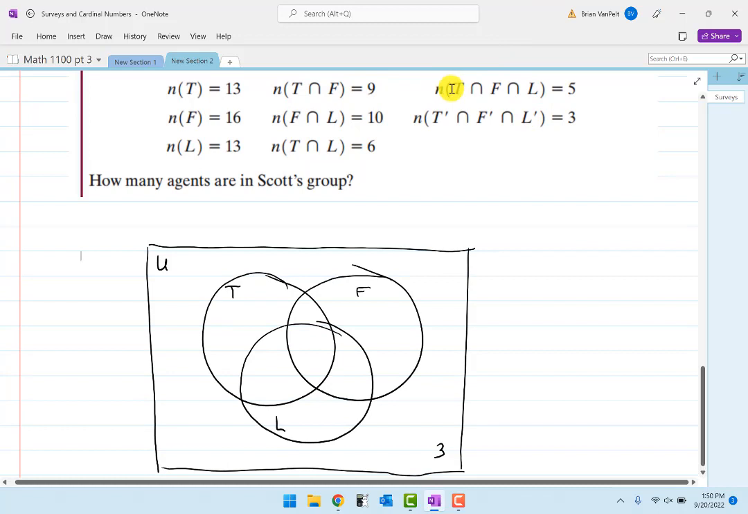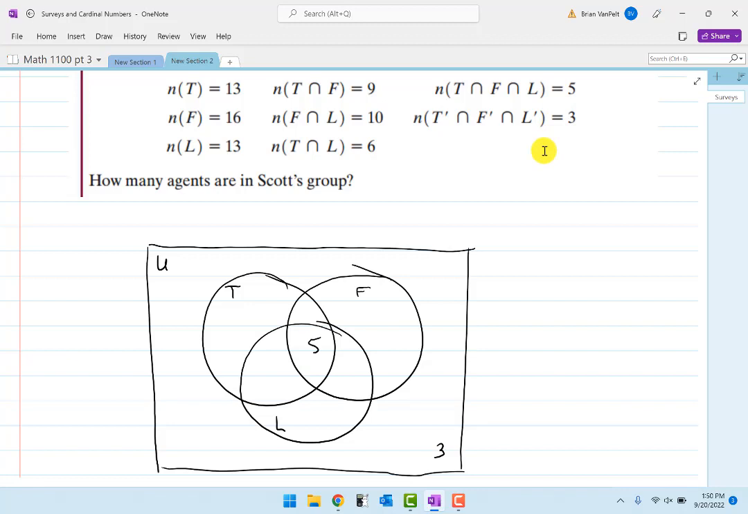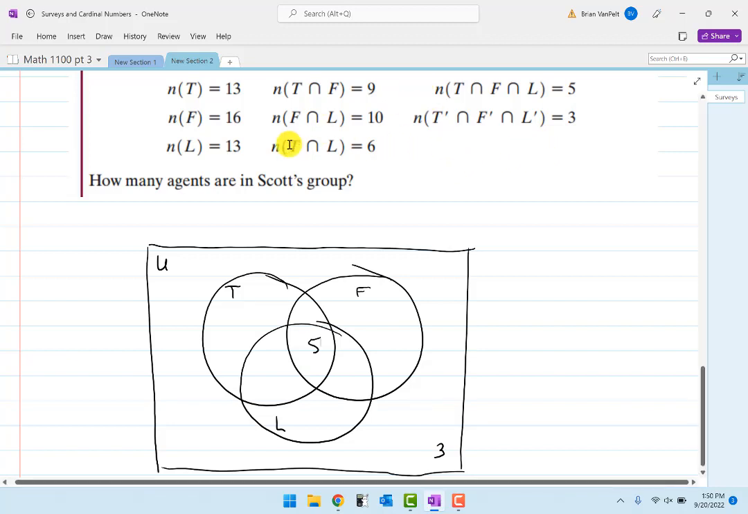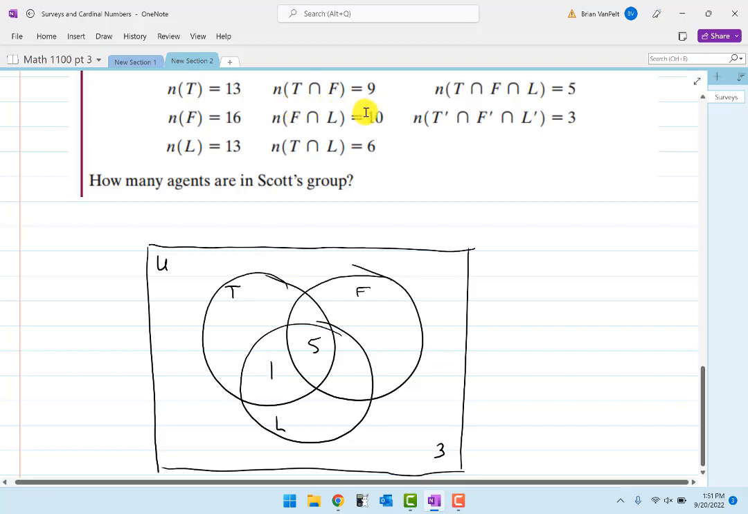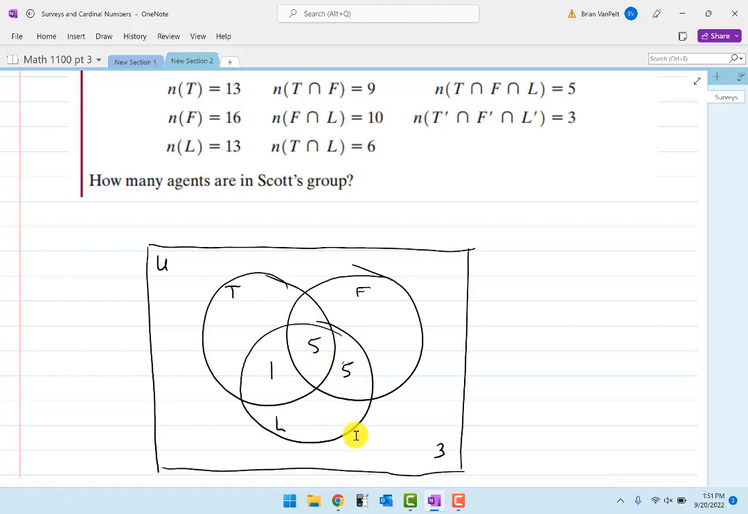Next, the number in the intersection of all 3 of them is 5, so I know that there goes a 5 inside of there. Working my way up again, the number that are in T intersected with L is equal to 6. Notice that this is T, this is L, and the intersection is right here. It's 6, but I already have accounted for 5. That means what must go into this spot is a 1. Now F intersect L has 10 items. F intersect L is this oval kind of shape here. It says I have 10, but I've already counted for 5, so that means I must have a 5 in that spot.